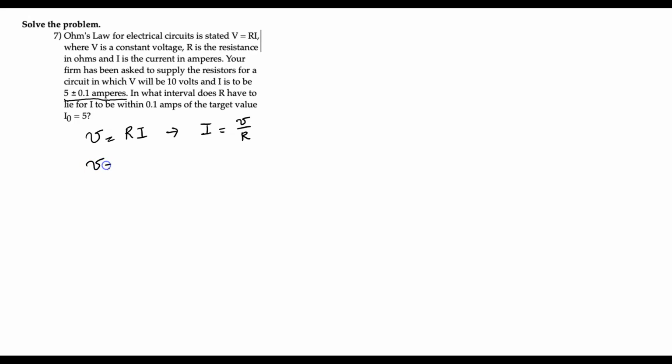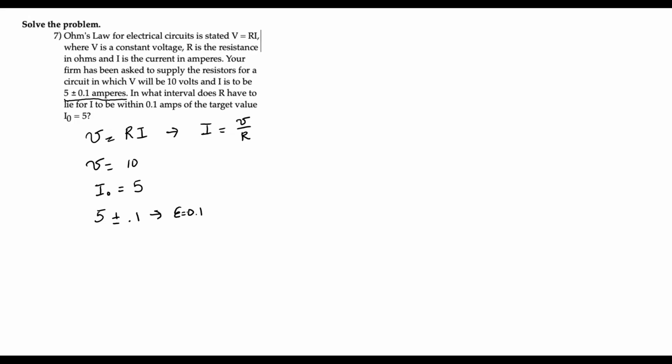So let's see here. V equals 10. What else do I know? I know that I naught equals 5. And I know that 5 plus and minus 0.1 is our amperage, and so this tells us that our epsilon value is 0.1. All right, there's our epsilon value. So what we're looking for in essence is the interval of acceptance or interval of tolerance, what would be our delta otherwise.